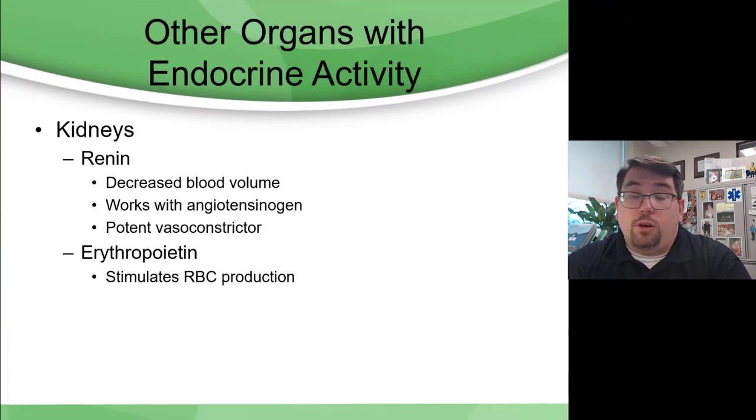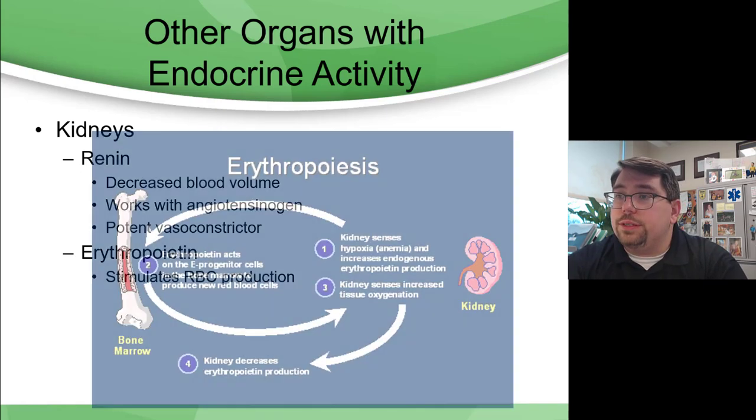Starling's law, and it says to the body we probably should get rid of some of those excessive levels of fluid. Kidneys, for the renin component, the renin-angiotensin-aldosterone system, help control blood pressure. It's going to work with angiotensin, a potent vasoconstrictor, so it's going to help increase blood pressure when needed. And then erythropoietin, which stimulates the production of red blood cells.